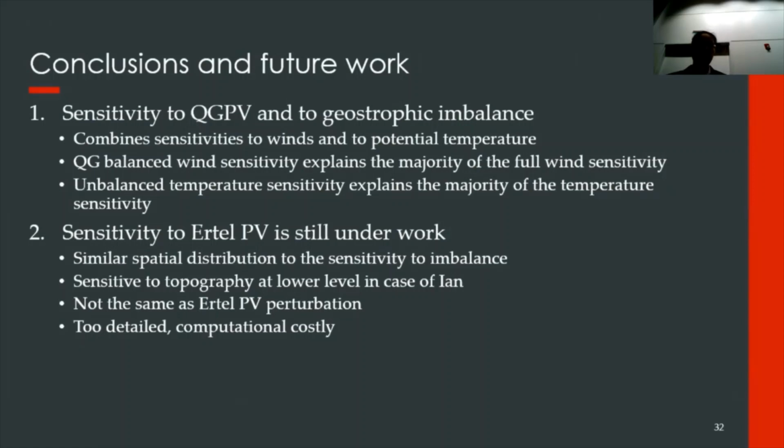The sensitivity to Ertel PV still needs much improvement. But there's some promising results that show there's a spatial distribution similarity between sensitivity to imbalance and to Ertel PV. There's some similarity between the Ertel PV perturbation and Ertel PV sensitivity. Thank you very much for listening, and I welcome any questions and suggestions.